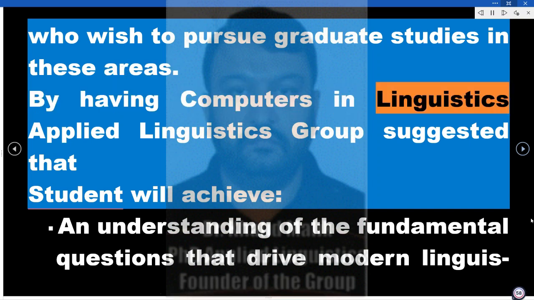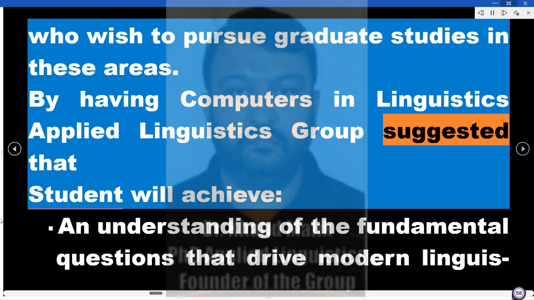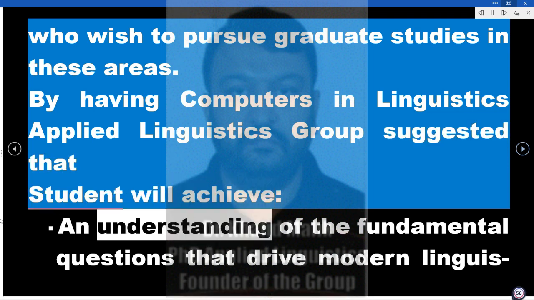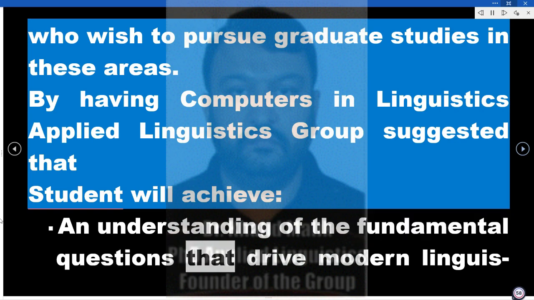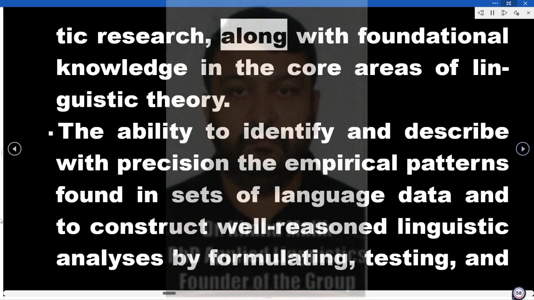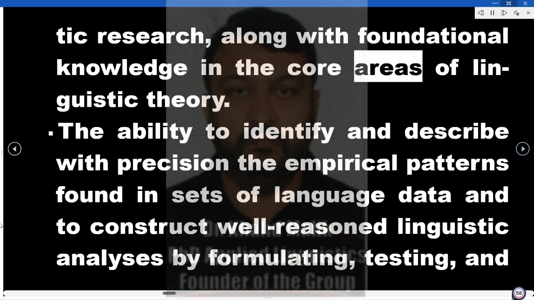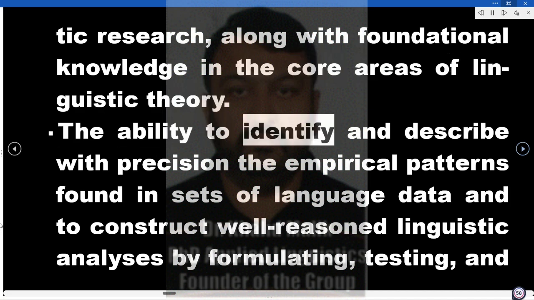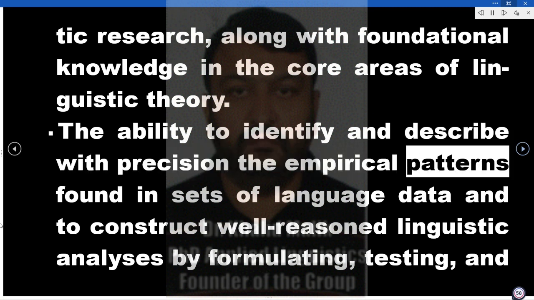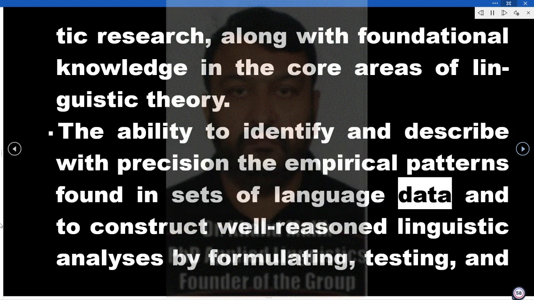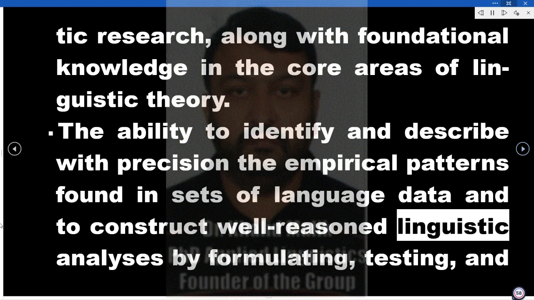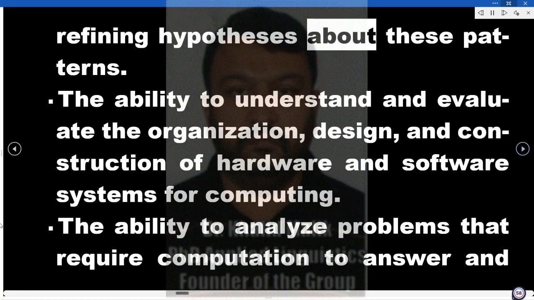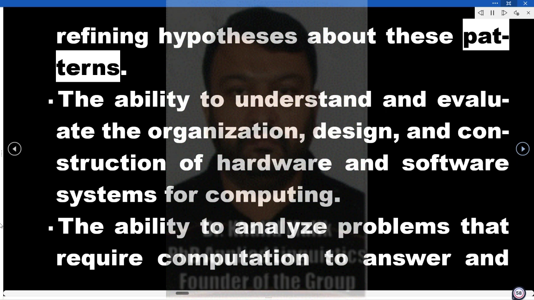By having computers in linguistics, Applied Linguistics Group suggests that students will achieve an understanding of the fundamental questions that drive modern linguistic research, along with foundational knowledge in the core areas of linguistic theory. The ability to identify and describe with precision the empirical patterns found in sets of language data, and to construct well-reasoned linguistic analyses by formulating, testing, and refining hypotheses about these patterns.